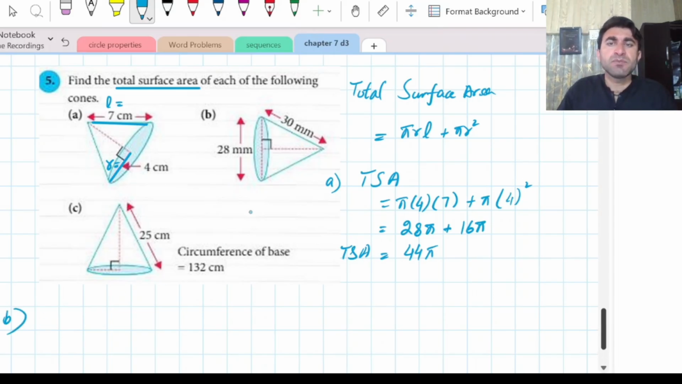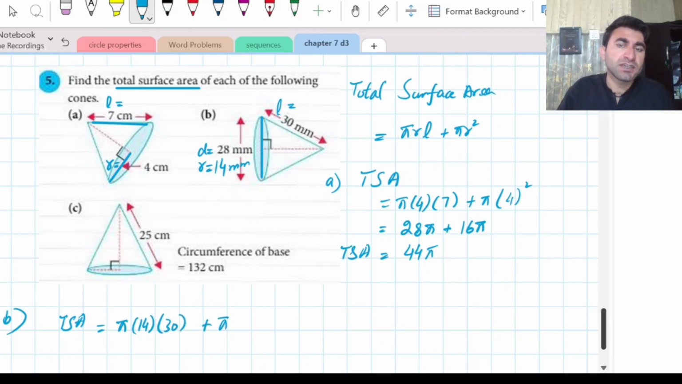Now in part B, we are given the diameter of the cone, and definitely we don't need the diameter, we need its radius, and it will be half the diameter, 14 millimeters, and the slant height is definitely 30 millimeters. So we can directly apply the formula total surface area equals pi rl, here it becomes pi times 14 times 30, plus pi r square becomes pi times 14 square.